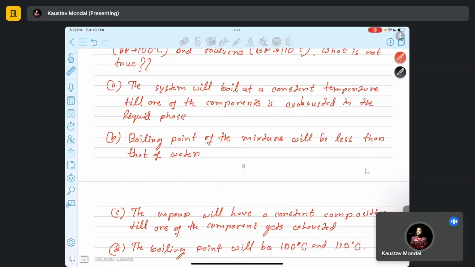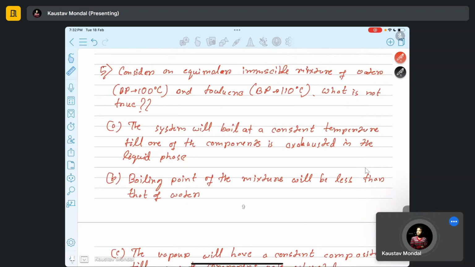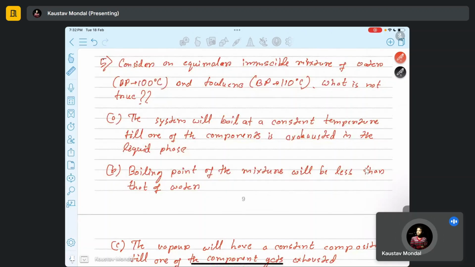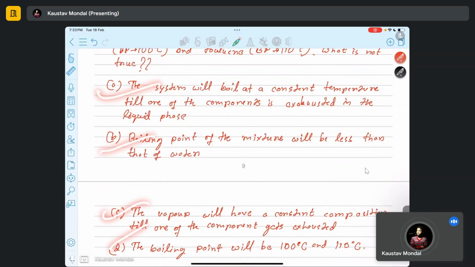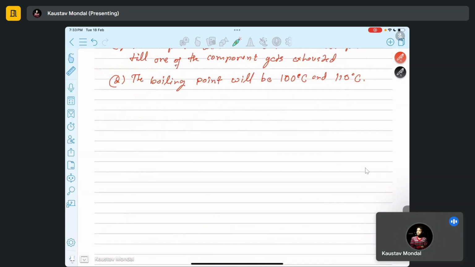So there are basically very big statements given here. Equimolar means both components of the mixture have an equal amount of moles, and they form an immiscible mixture of water and toluene. So water and toluene are the two components of the mixture, and their boiling points are given. From these four statements, you have to find out what is not true. So how can you do this?